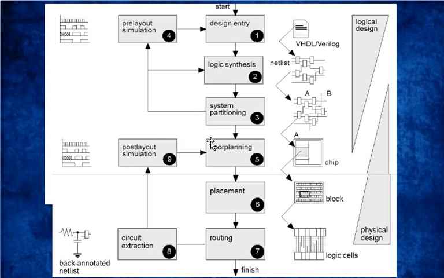So your system is divided into 2 parts, starting with specification. The first part is your front end, up to this step, and this part is your back end part. In the back end part, what you are having? You are having the floor planning, then the placement, then routing, then circuit extraction, and again post layout simulation. Your pre-layout simulation you are having here, and you are having the post layout simulation. Let's just see it step by step.